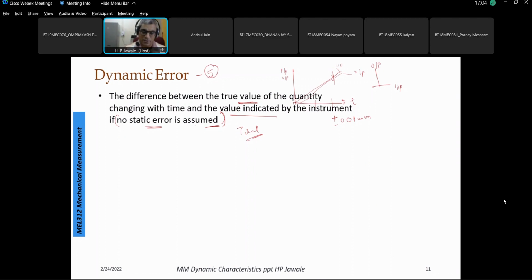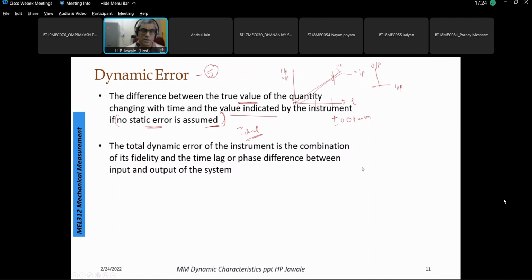So we have discussed that it is very difficult to find out the dynamic error if we consider there are some static errors. So the assumption in this criteria is that there is no static error present, or whatever static error is present, we already have removed that by having the calibration, right? So in this regard, the total dynamic error of the instrument is the combination of its fidelity. So it's very obvious to understand. I think we are about to discuss this in detail in today's lecture.